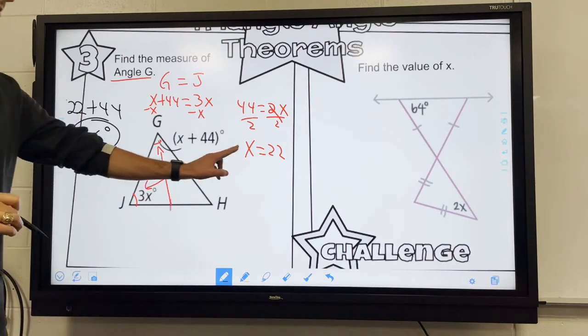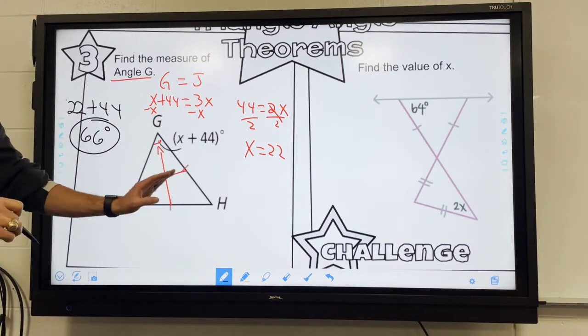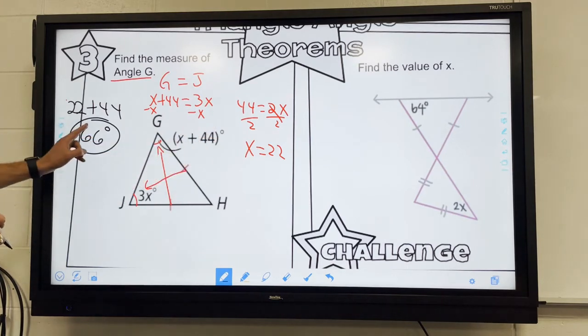So I found the value of x by using the isosceles triangle theorem, and then I plugged it back in to give me my missing angle of G. Okay? All right. Looking at our challenge question here.